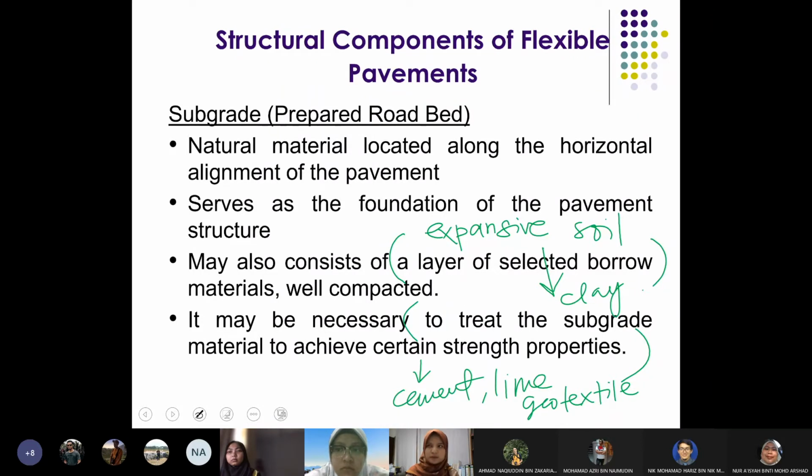Cement and lime can be used, but cement is already widely used in the construction industry, so we try to avoid using the same material, in case we run out of stock, for example. Lime also requires a lot of money, you need to buy it and mix it together with the existing subgrade soil. And one more thing, lime and cement are also chemicals, so in terms of environment and pollution it is less good because they are chemicals.